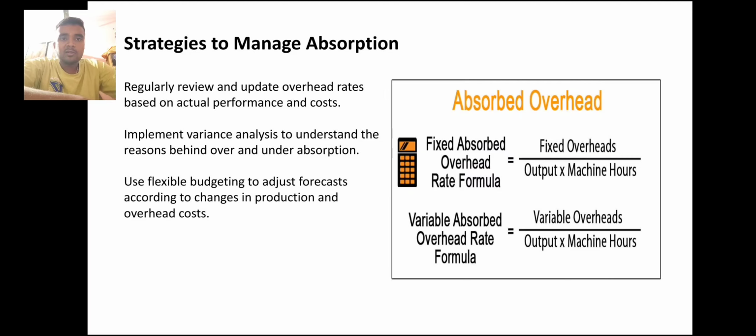Strategies to manage absorption. Regularly review and update overhead rates based on the actual performance and costs. Implement a variance analysis to understand the reasons behind over or under absorption. Use flexible budgeting to adjust forecasts according to changes in production and overhead costs.